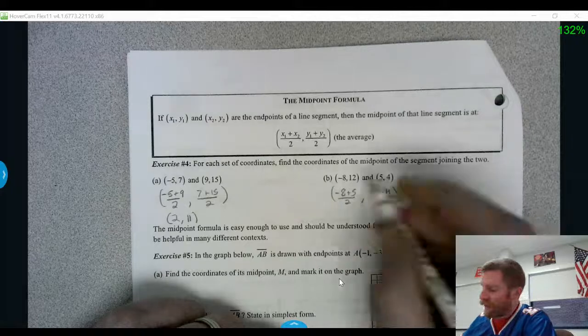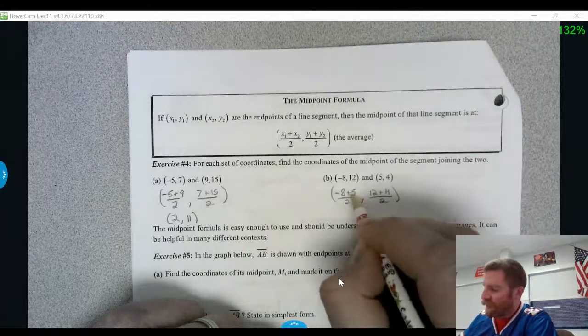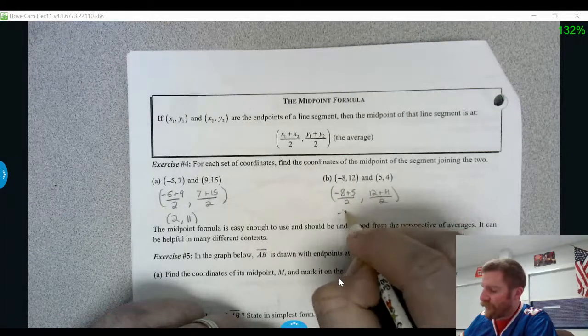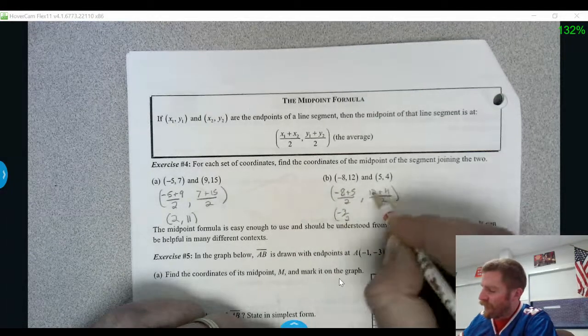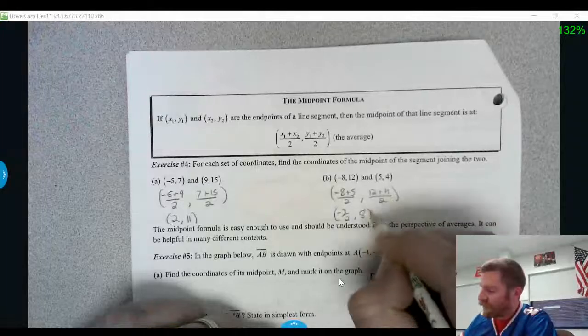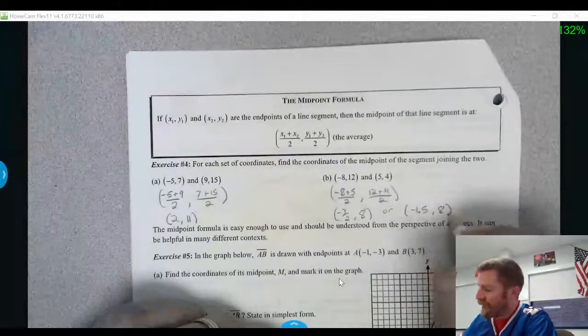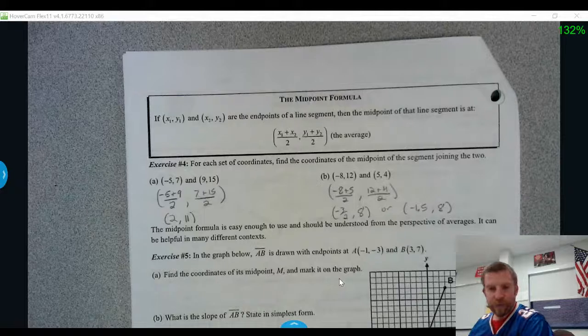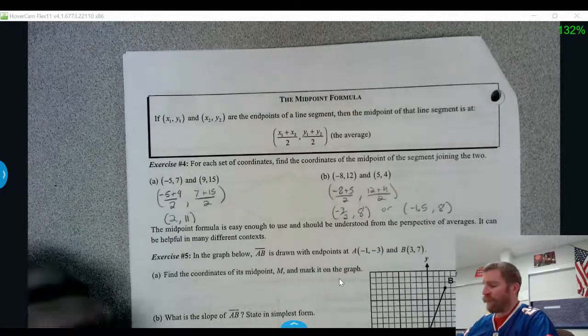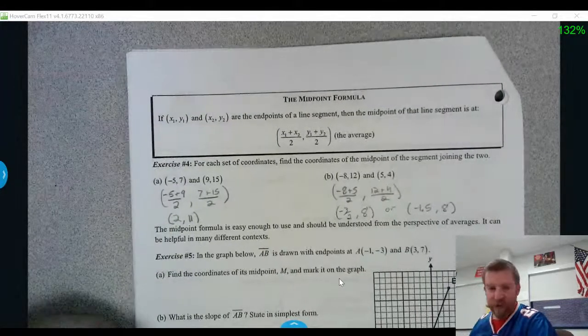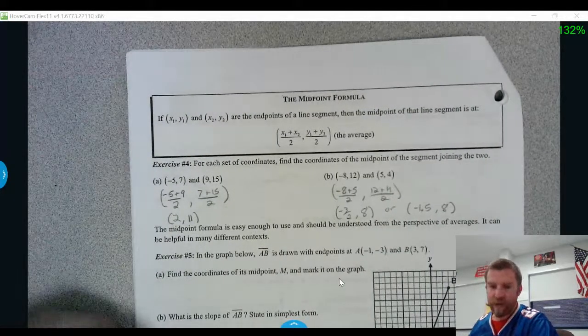So if you tried these, this would have given you negative 3 over 2. And this would have given you 16 over 2, which is 8. We would also accept 1.5 and 8. Okay, but midpoint formula, we've got to remember that that's just averages to find the middle.